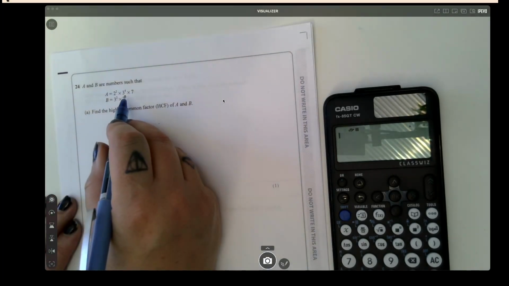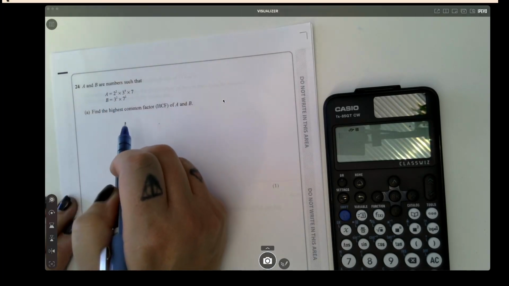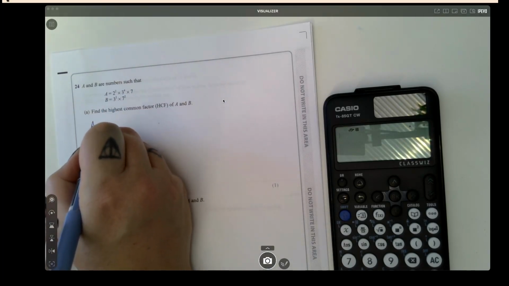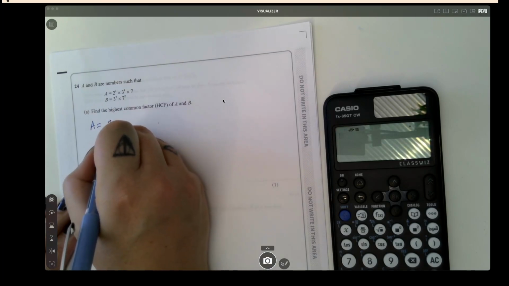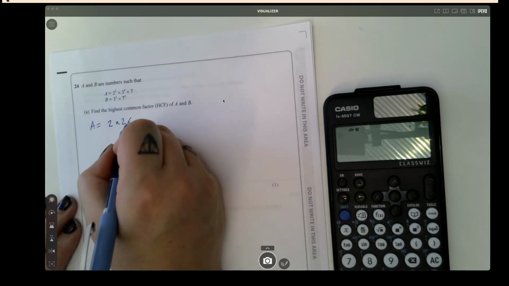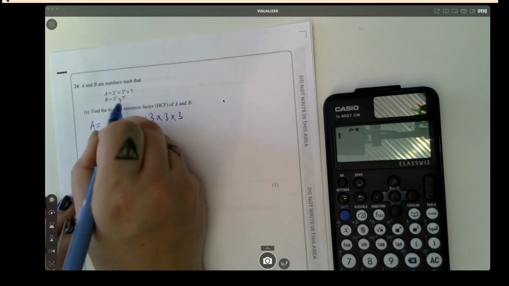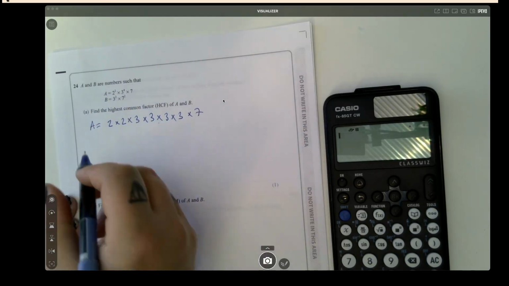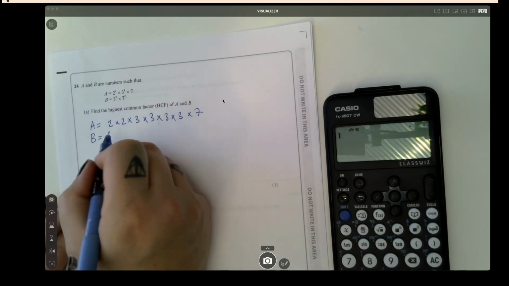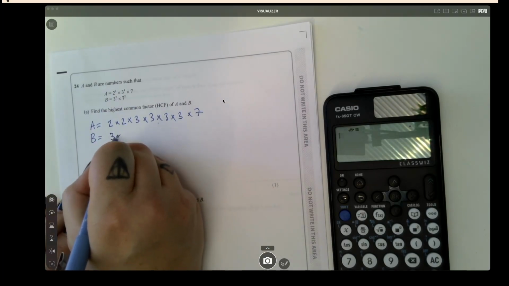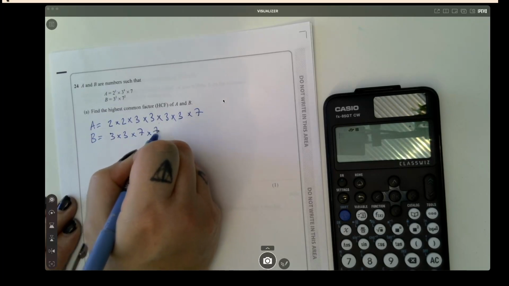So to find the highest common factor, we're going to multiply all the common prime factors. So I'm just going to extend this out a little bit. So A is 2 times 2 for 2 squared, times 3 times 3 times 3 times 3, 4 of them for that power of 4, times 7. I'm going to expand B as well, so it's 3 times 3 times 7 times 7.